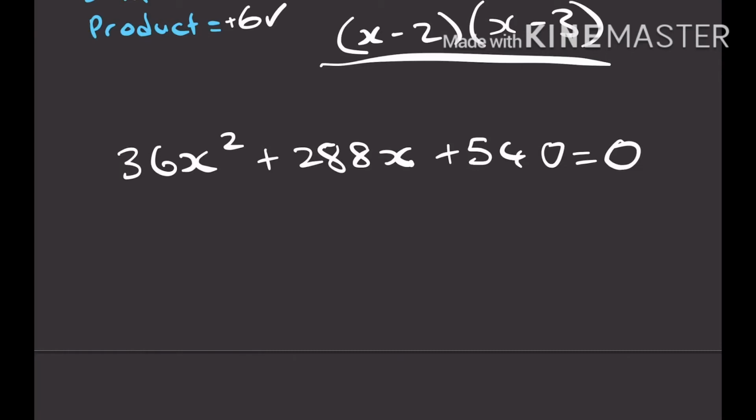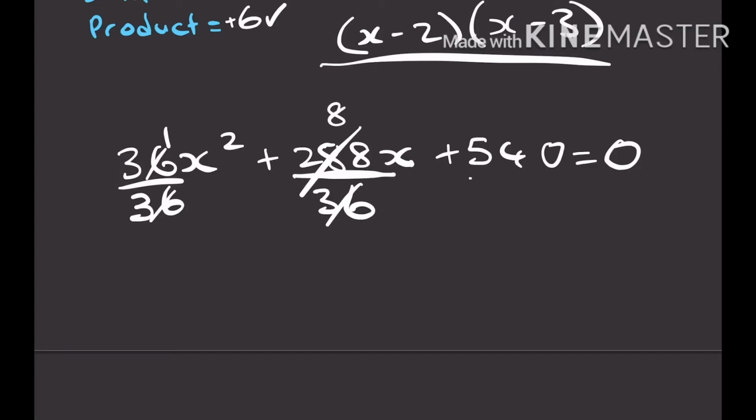So let's see. If you try and figure it out, you will realize that 36 can be divided by 36, so you get a 1. 288 can also be divided by 36, and you will get an 8. And 540 can also be divided by 36, and you'll get a 15. So honestly, there's always a way to simplify.